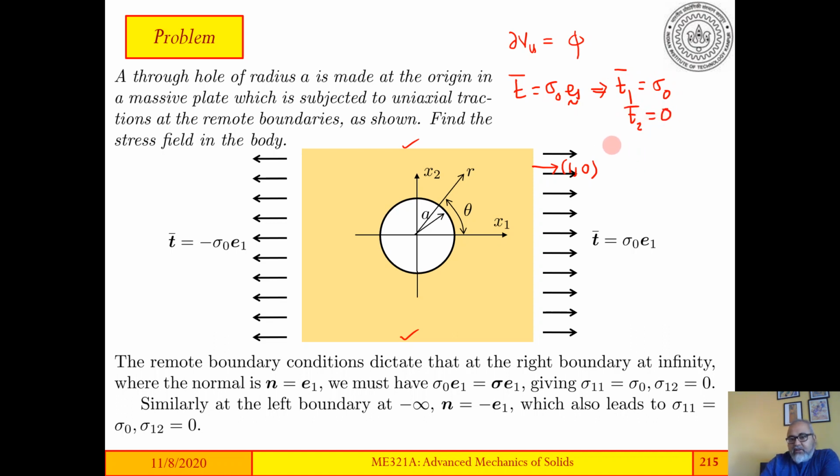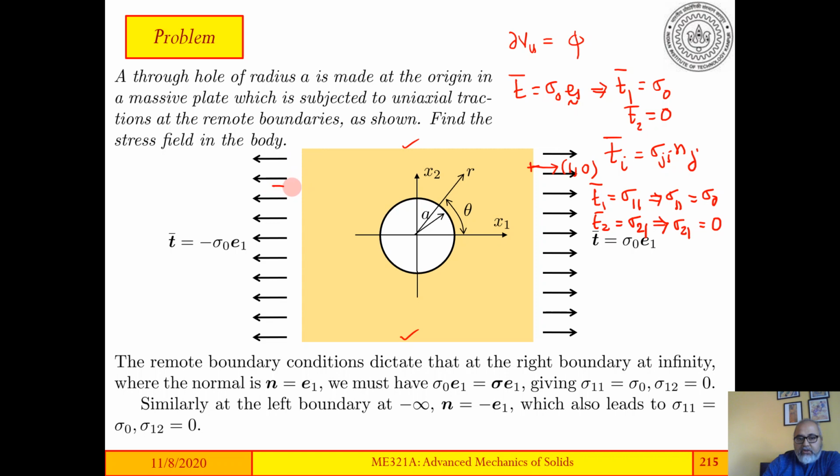So if you now apply the Cauchy relation, which is t i bar has to be equal to sigma ji nj at this point on this boundary, you will get t1 bar is sigma 11 n1, n1 is 1, and sigma 21 n2, n2 is 0. So sigma 11 has to be equal to sigma naught. If you do it for t2 bar, you will see that t2 bar has to be equal to sigma 21, but t2 bar is 0, so sigma 21 has to be equal to 0.